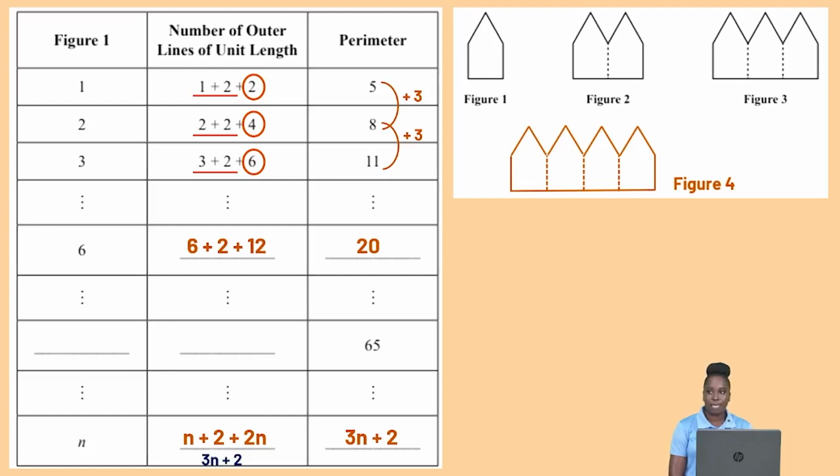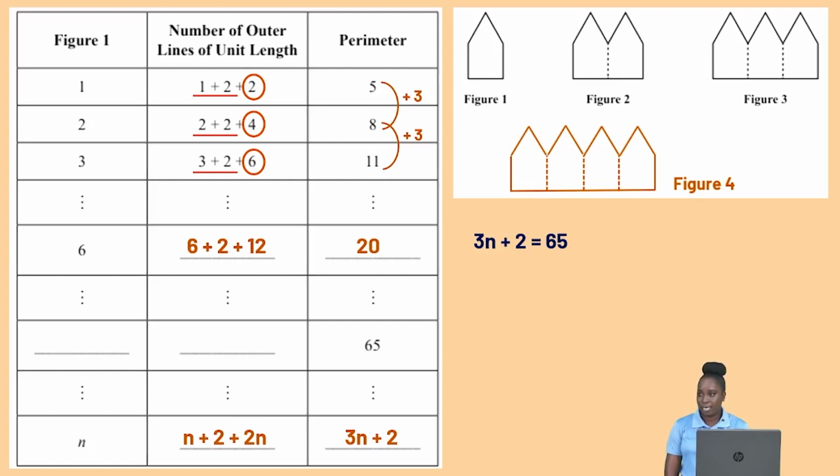But because of the format in which the middle column is stated, we would need to keep that form of n plus 2 plus 2n. Now that we have that information, it would be much easier for us to work backwards, given a perimeter of 65, to finding the figure number and also the number of outer lines of unit length. So since the perimeter is 65, we would use what we have for perimeter, which is 3n plus 2, and set it equal to 65.